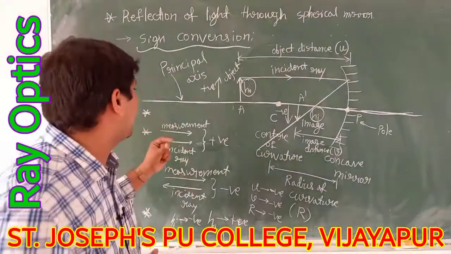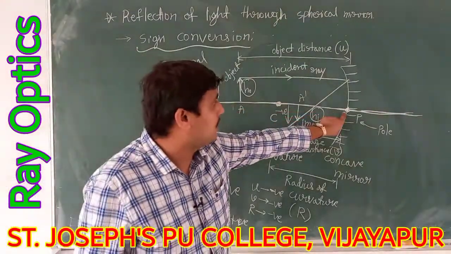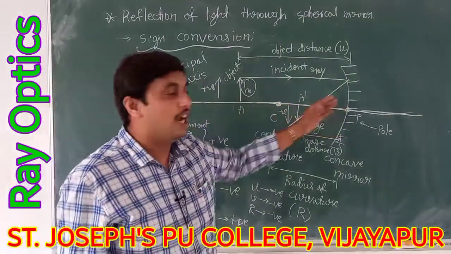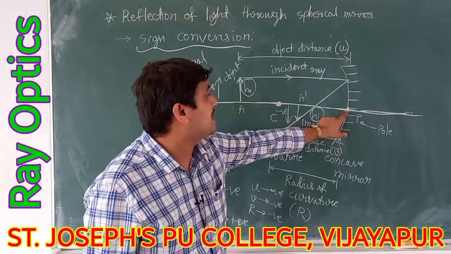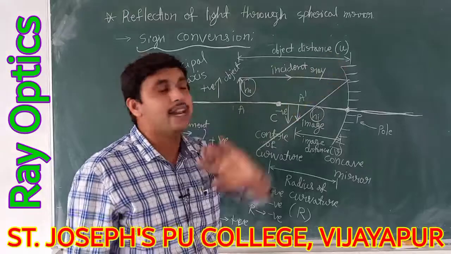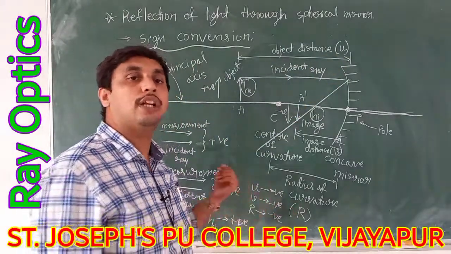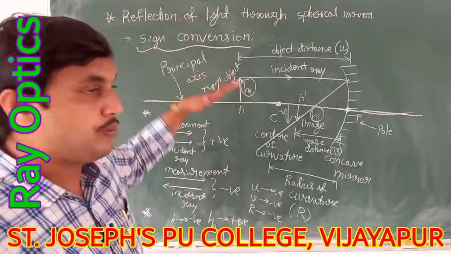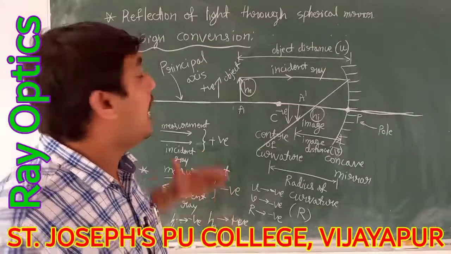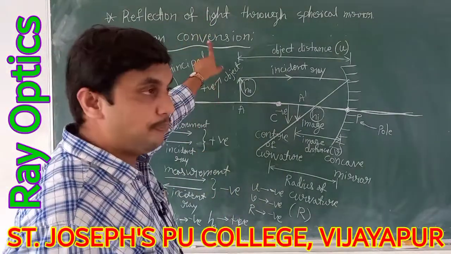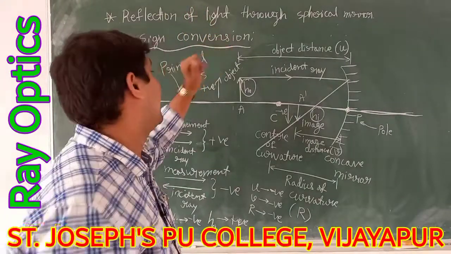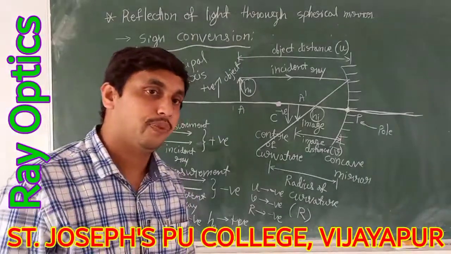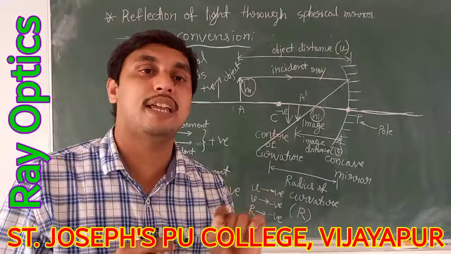Lastly, once again I will repeat: all the distances are measured from the pole of the mirror, that is the first one. Next, a measurement direction opposite to the direction of the incident ray is taken as negative, and along the direction is taken as positive. Then, for the height of an object or an image, measured above the principal axis, the perpendicular upward direction is taken as positive and the perpendicular downward direction is taken as negative. So this is about the sign convention.